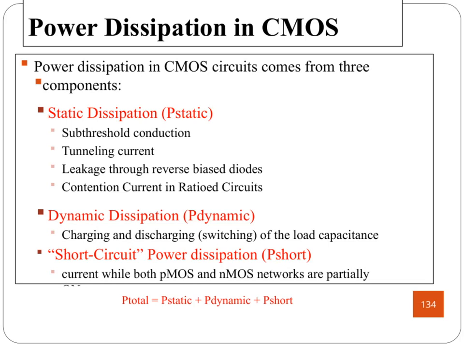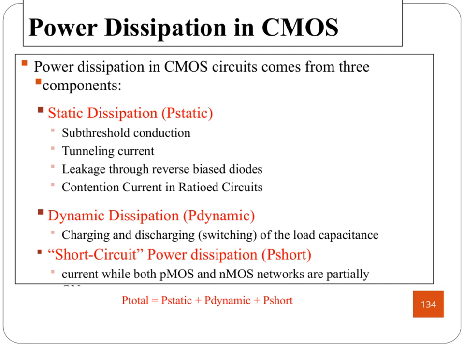Now, let's talk about power dissipation in CMOS circuits, which is a critical factor in designing efficient devices. Power dissipation here comes from three main components. First, we have static dissipation, which occurs even when the circuit is not switching. This includes subthreshold conduction, tunneling currents, and leakage through reverse bias diodes. Next, we have dynamic dissipation, which happens due to the charging and discharging of load capacitances during switching activities.